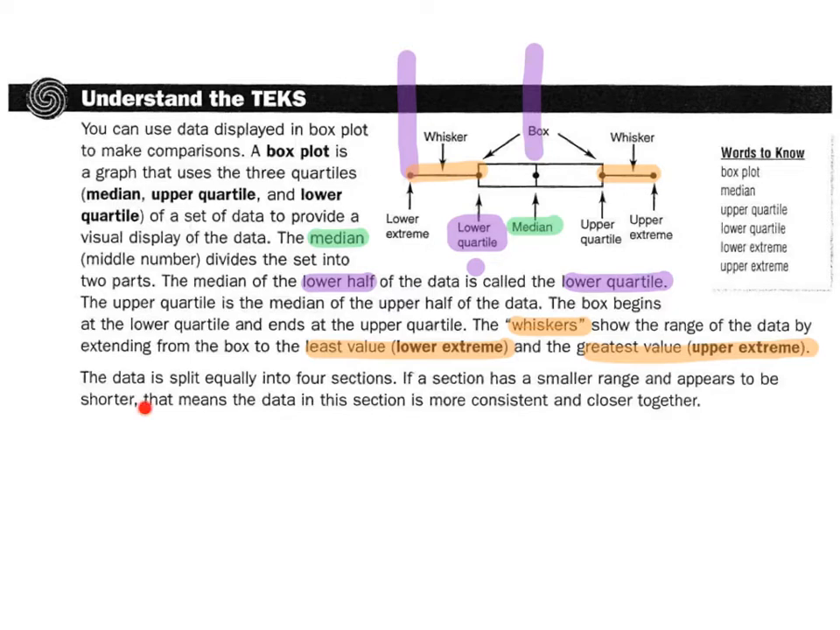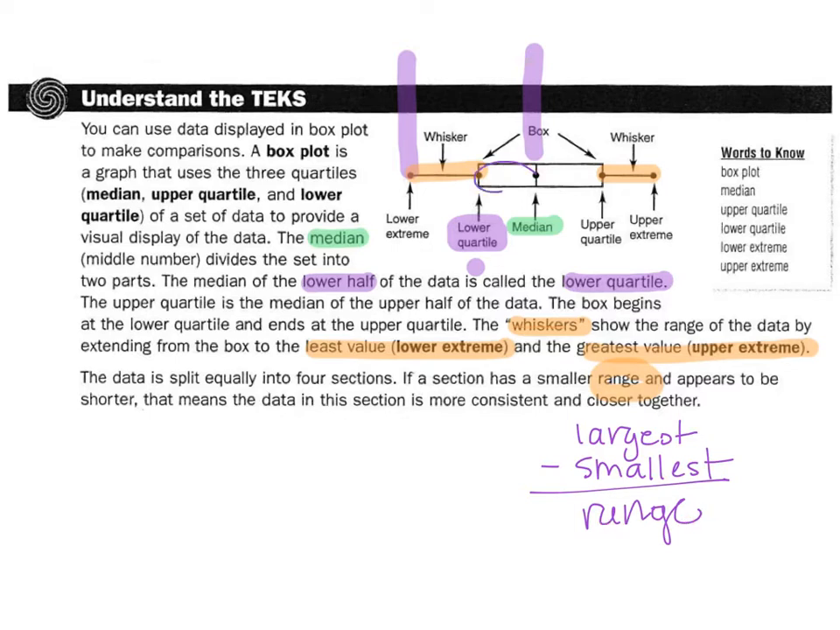Okay, the data is split equally into four sections: 1, 2, 3, 4. If a section has a smaller range, remember, that word range is the difference between the largest and the smallest. So if the range in here is smaller than the range here, what it means is this section is more consistent and closer together.